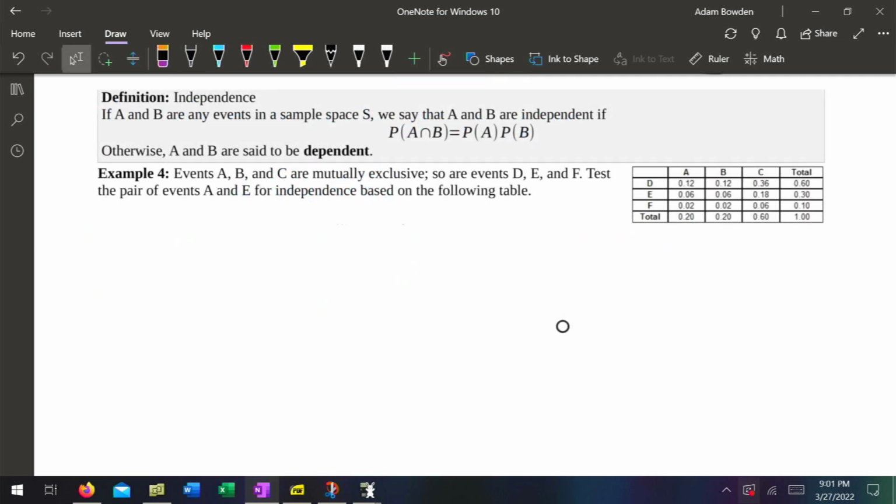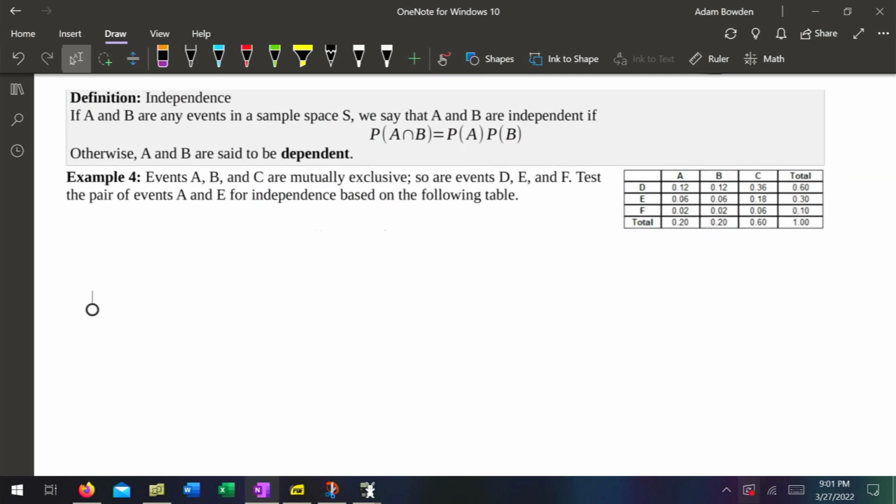Now we reach the topic of independence of events and probability. It says that if A and B are any event in sample space, we say that A and B are independent if the probability of A intersect B is equal to the probability of A times the probability of B. And this example here is going to help us test for that.